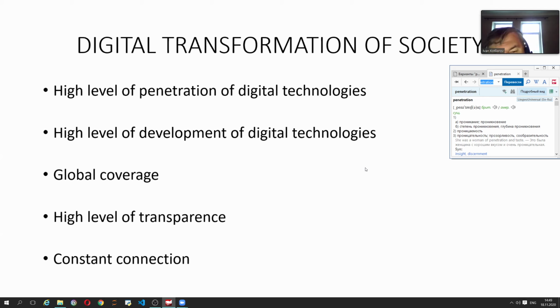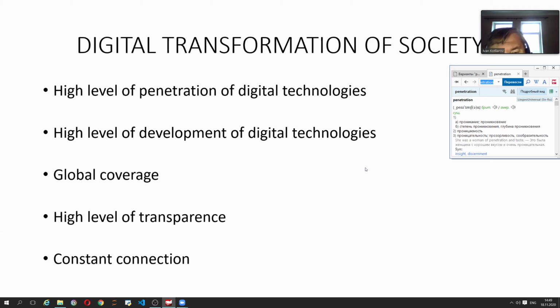So this high level of penetration of digital technologies and the high level of development of these digital technologies, the change in the model of interaction between humans and computers, okay, they also have an impact on the human life.